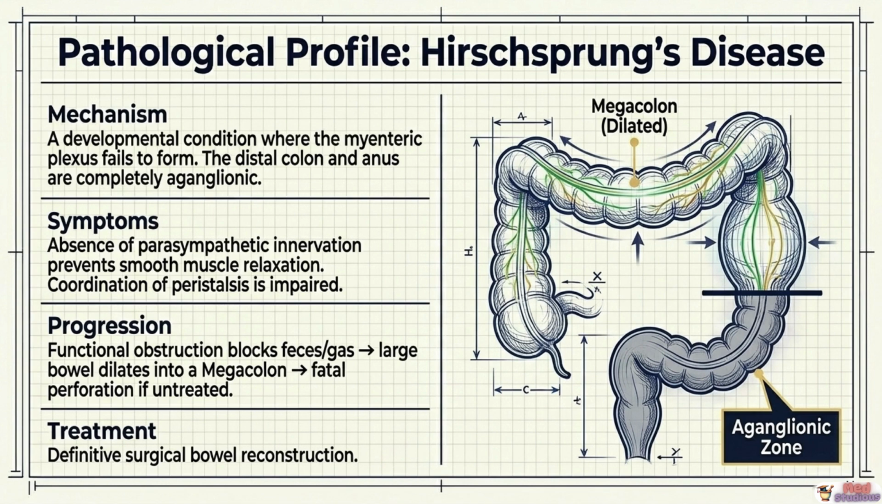If left untreated, the immense internal pressure will eventually cause a fatal bowel perforation. The only definitive clinical treatment for Hirschsprung's disease is the aggressive surgical resection of the entire aganglionic bowel segment, followed by surgical reconstruction.